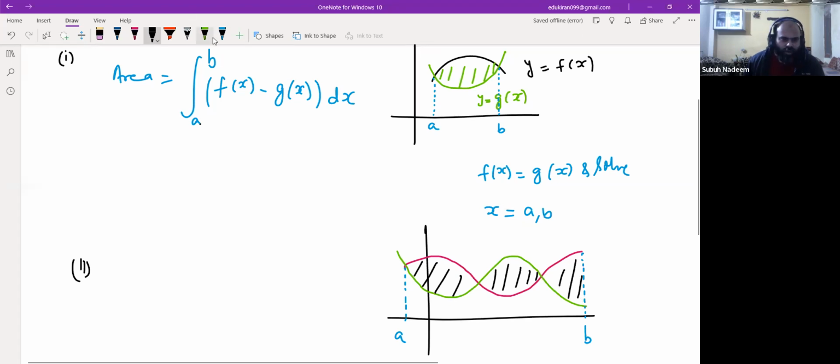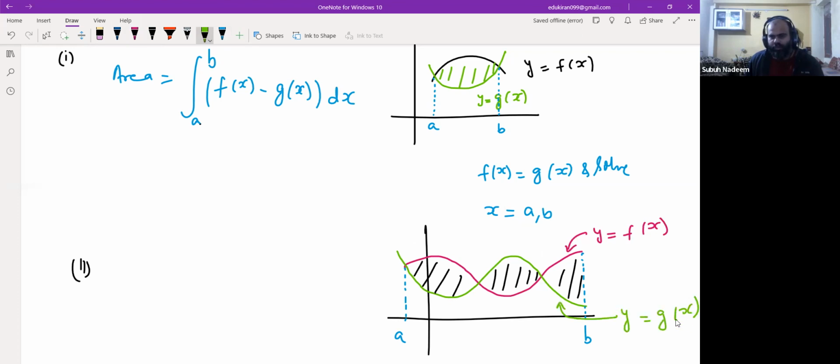Now here the above curve means the purple curve. The purple curve is y equal to f(x). Sometimes it is above, sometimes it is below. And the green curve is y equal to g(x). g(x) is also sometimes above, sometimes below. Now, if you want to find the area, you will find the points of intersection of these two curves. Suppose this is C1, and here, suppose this is C2.